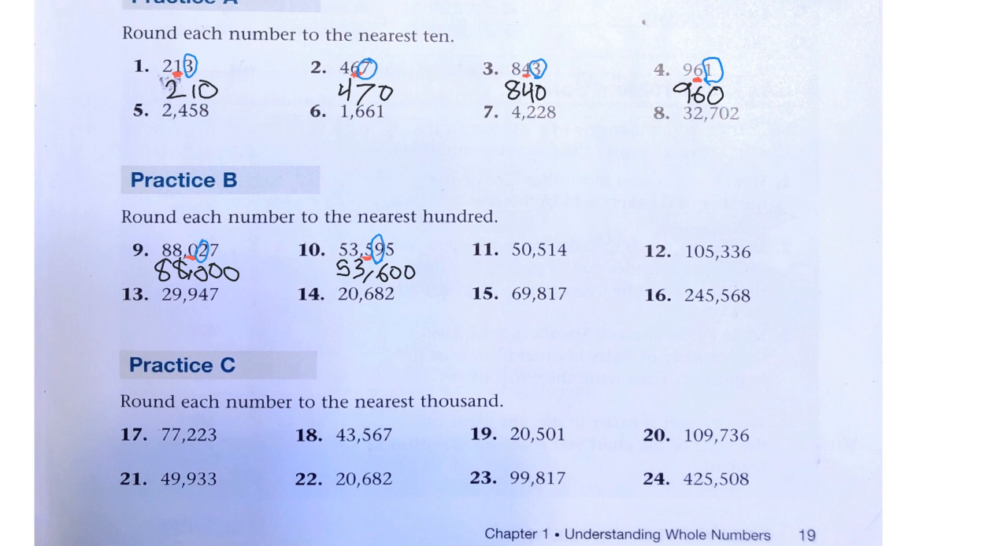Number 11 has 50,514. This 5 is in the hundreds place. To the right is a 1. 1 is not 5, it is less than 5. So 50,514 rounded to the nearest 100 becomes 50,500. Number 12. 105,336. This 3 is in the hundreds place. And this 3 is in the tens place to the right of it. Rounding 105,336 to the nearest hundred would give us 105,300. So that's how we round to the nearest hundred.